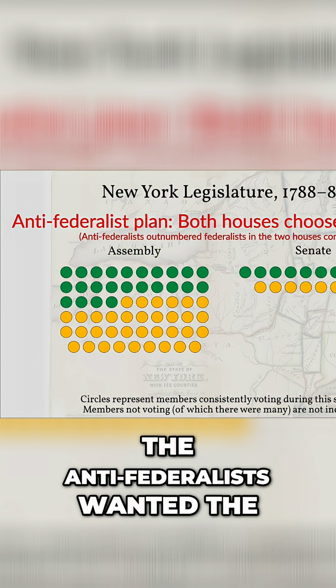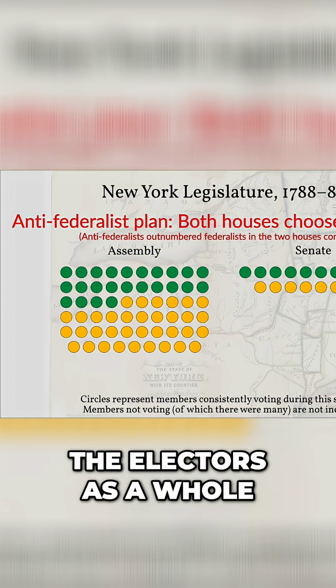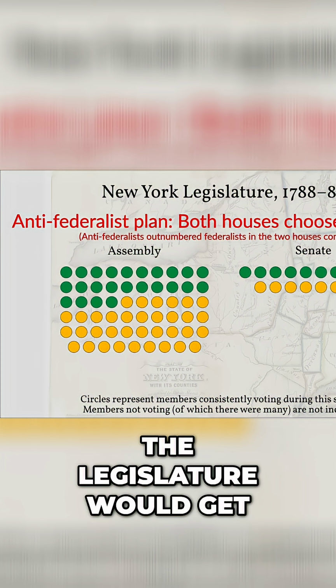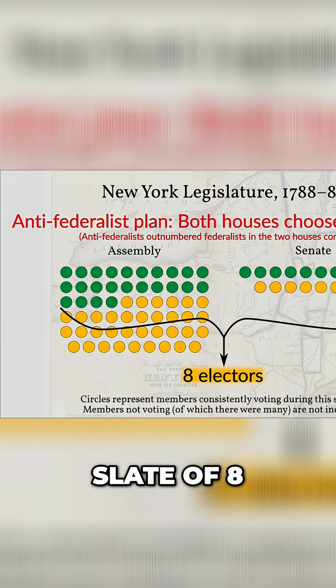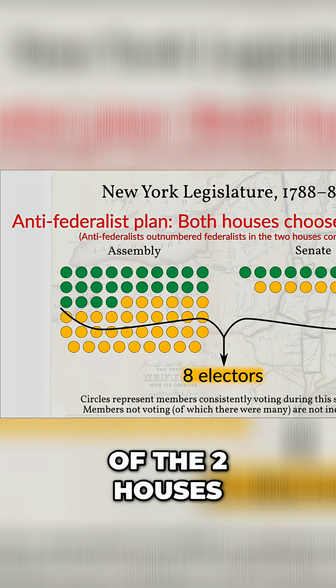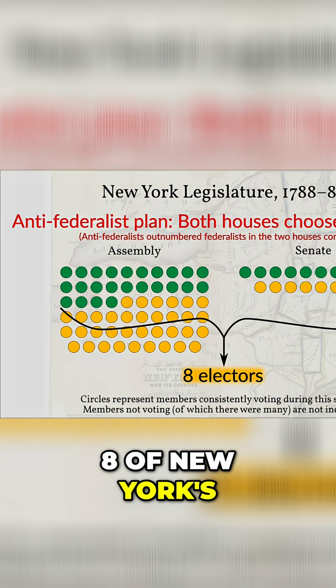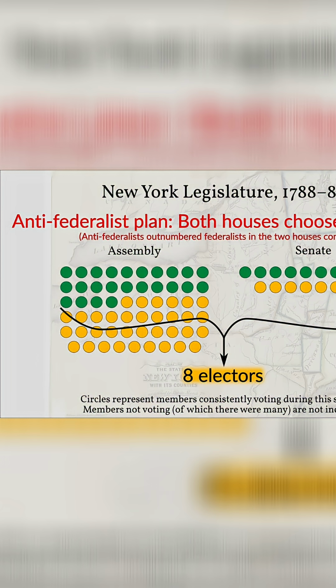The Anti-Federalists wanted the legislature to decide on the electors as a whole. So each member of the legislature would get 1 vote. They would have 1 slate of 8. Essentially, they would choose them in a joint session of the 2 houses. What that would mean practically is that all 8 of New York's electors would be anti-Constitution.